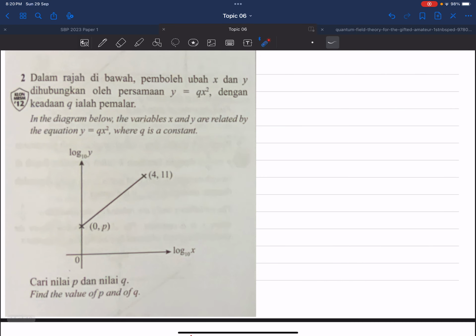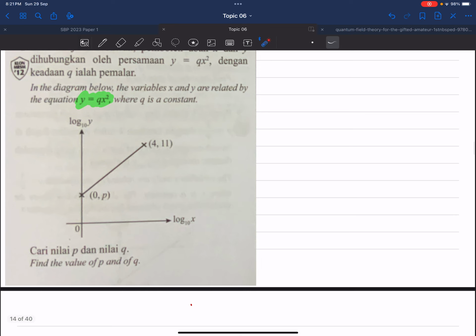In the diagram below, the variables x and y are related by the equation y equals qx squared, where q is a constant. That's all given. And then we see what is the question asking. Find the value of p and q. We find one by one. Find the value of p.